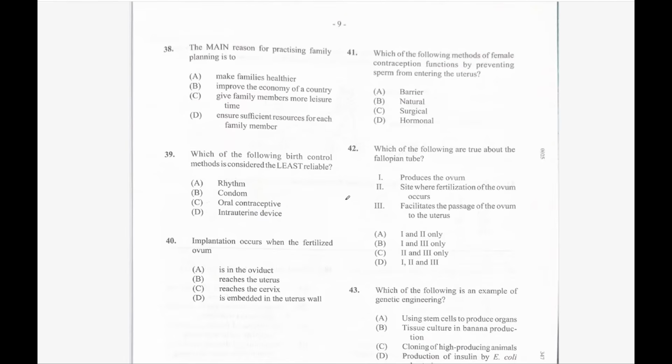38. The main reason for practicing family planning is to ensure sufficient resources for each family member. 38 is D. 39. Which of the following birth control methods is considered the least reliable? And that would have to be the rhythm method. Remember, they are asking least reliable, least is in capital letters.